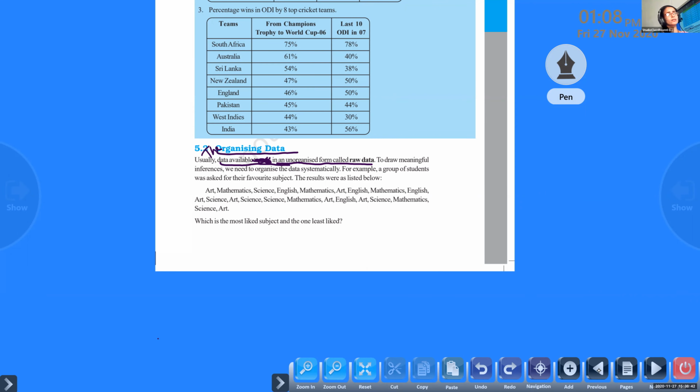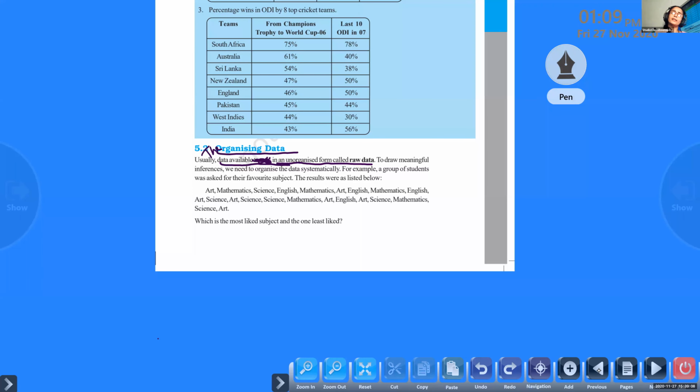The data we collect for the first time is called raw data. After collecting the raw data, what are we doing? We are arranging that in some particular manner, mentioning the frequency of each entry. And frequency is the number of times an entry repeats. That is known as frequency.